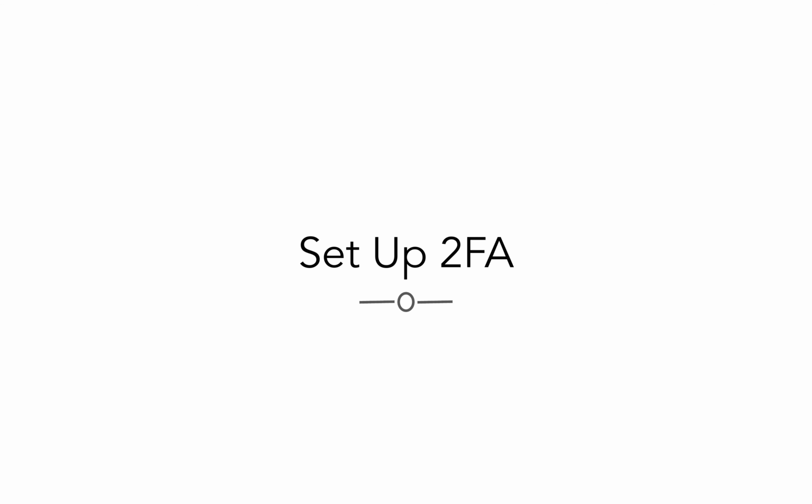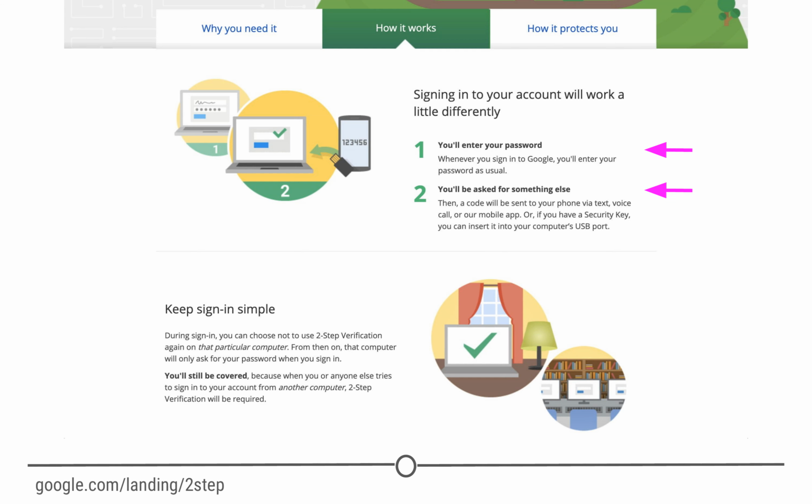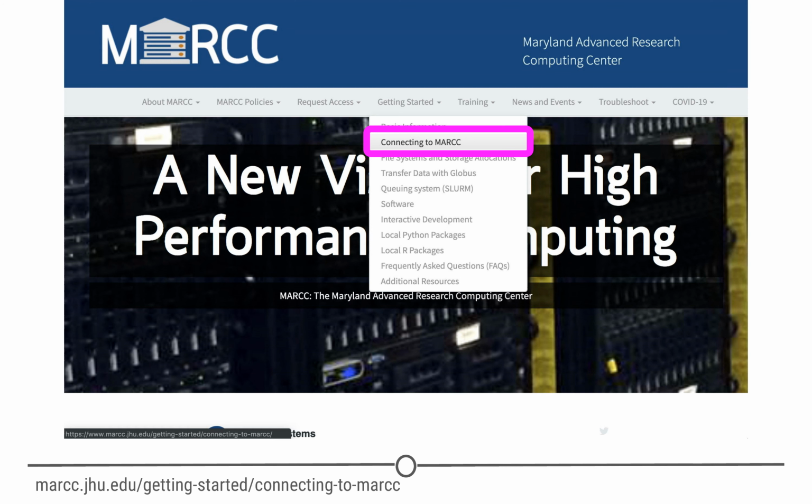Set up two-factor authentication. Two-factor authentication is a way to verify the identity of a person using two pieces of information such as a password and a cell phone. Many services such as banking and HPCs now offer or require two-factor authentication to prevent unauthorized use. To set up two-factor authentication on MARCC, click on Getting Started and select Connecting to MARCC.